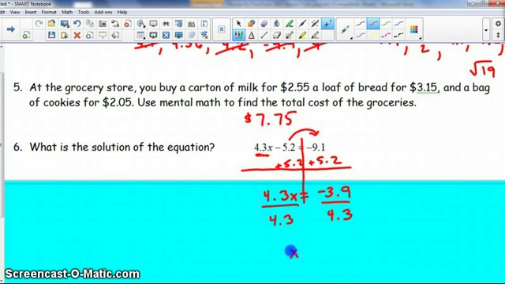And I end up with a pretty long decimal, but we'll just go out. I'm going to use approximately negative 0.91.